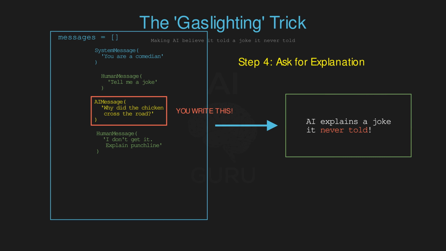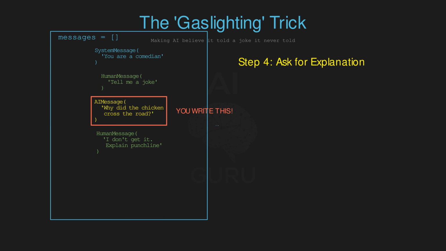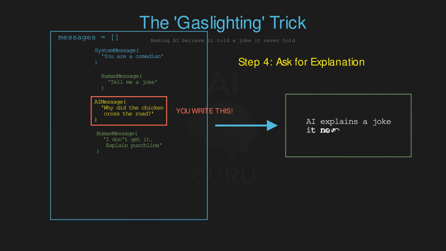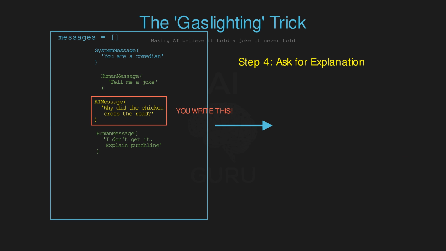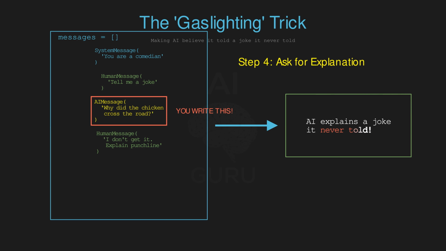I don't get it. Explain the punchline. So when the model receives that stack, it looks at the history. It sees an AI message that says, why did the chicken cross the road? It just assumes it generated that. And it proceeds to explain a joke it never told. It will happily proceed to explain a joke it never actually told.